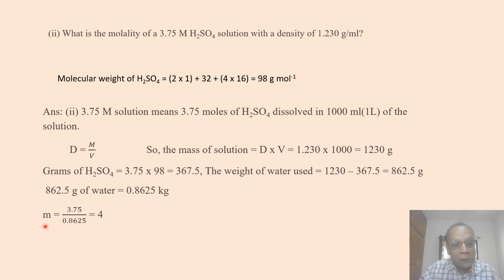So molality is number of moles by kg of solvent. Number of moles is 3.75, it remains unchanged. And from this calculation, we have water whose mass is 0.8625 kg, and dividing 3.75 by 0.8625 kg, we have 4. So molality is 4.